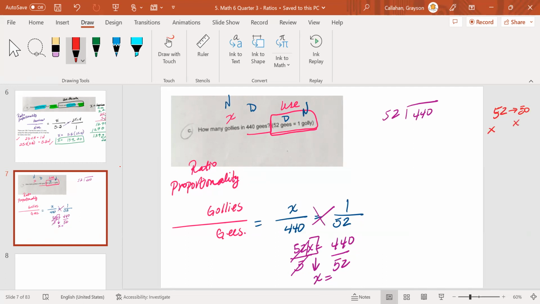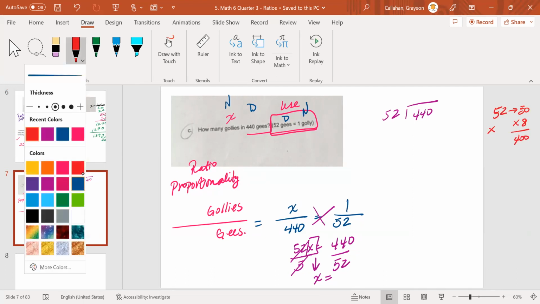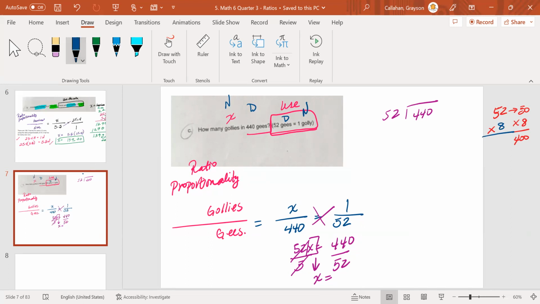I know that 50 times 8 is 400. Do you see that? So then let's try what's 52 times 8. That will work. So 416. When you subtract it, you get a 24, right? Put a dot, put a 0.